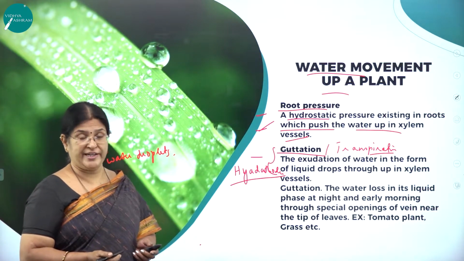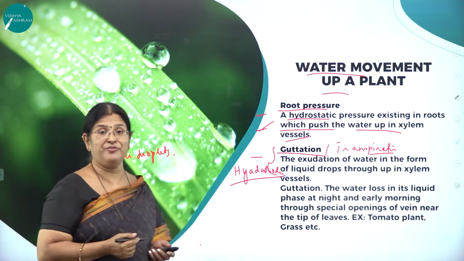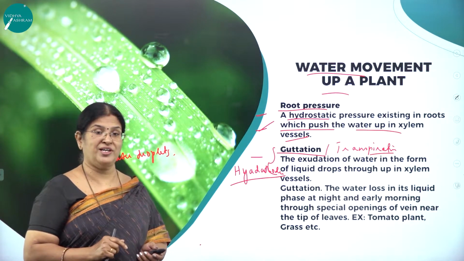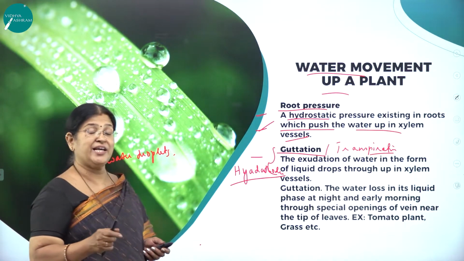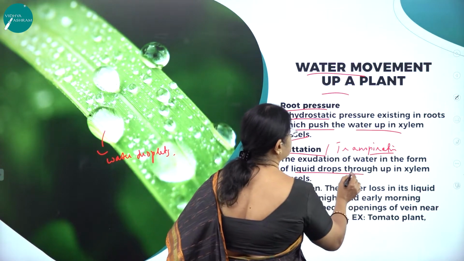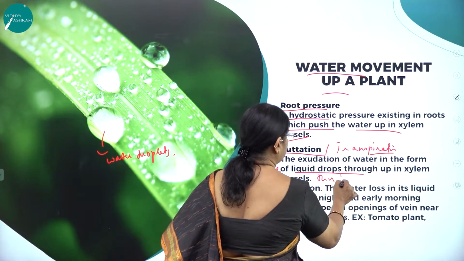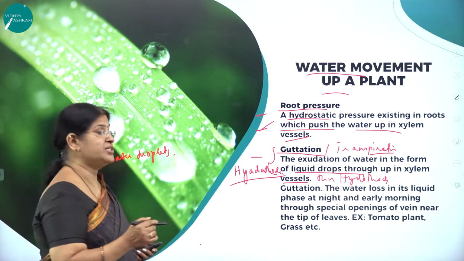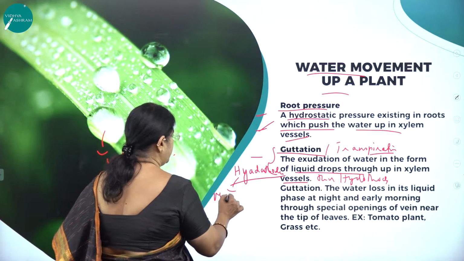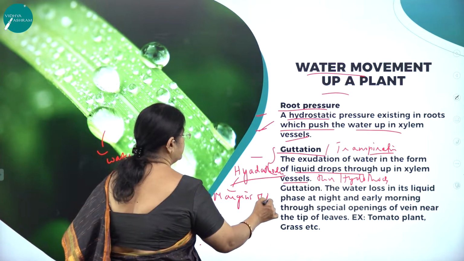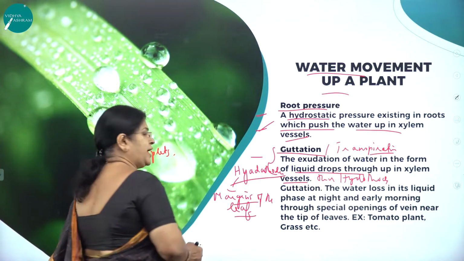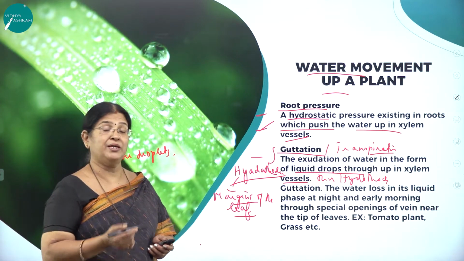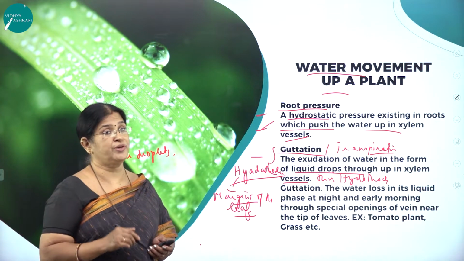Early morning when you get up, I think all of you might have watched this very common phenomenon: the water droplets found on the tip of the leaves. That type of water is called guttated water. So what is guttation? The exudation of water in the form of liquid drops out of the xylem vessels through structures called hydatodes. Hydatodes are usually found on the margins of the leaf and they are open throughout the day, but stomata are open only during daytime and closed during night time.